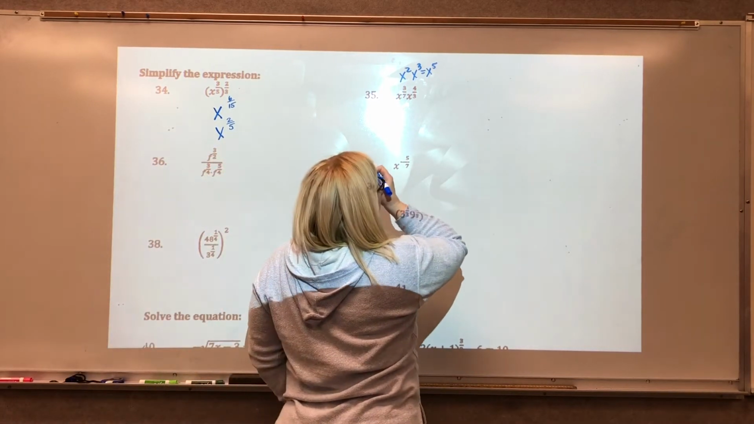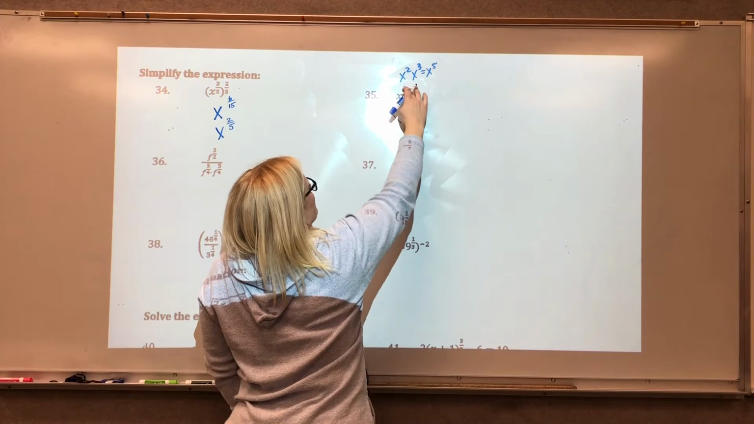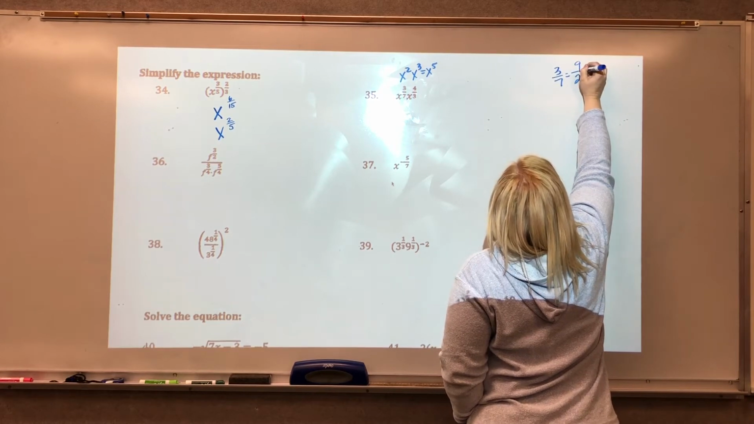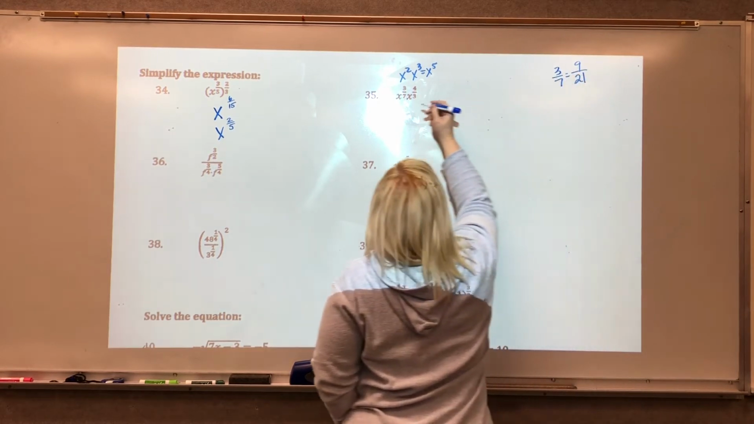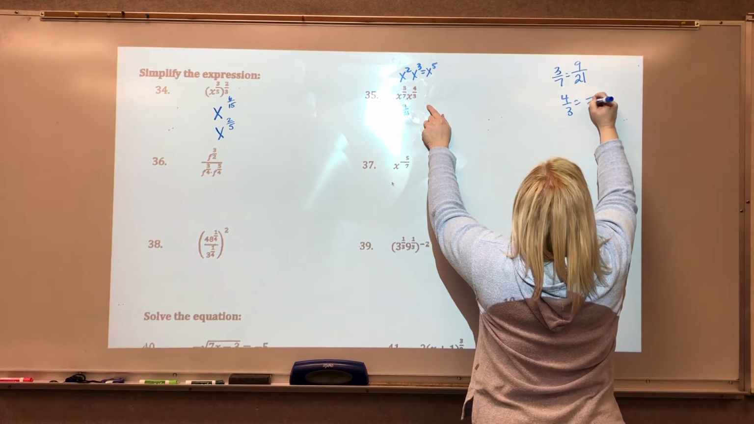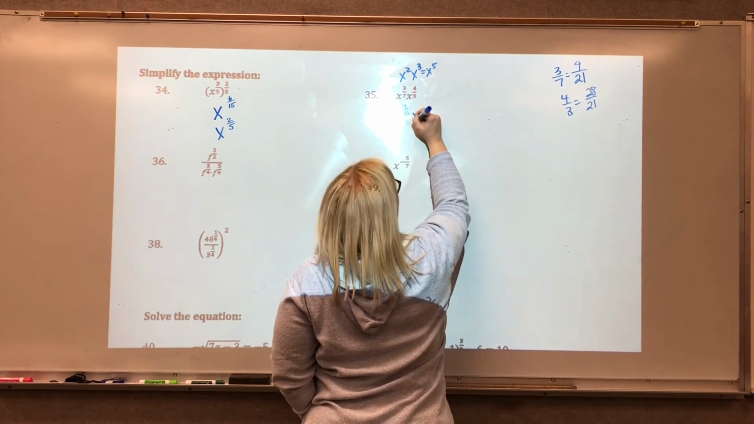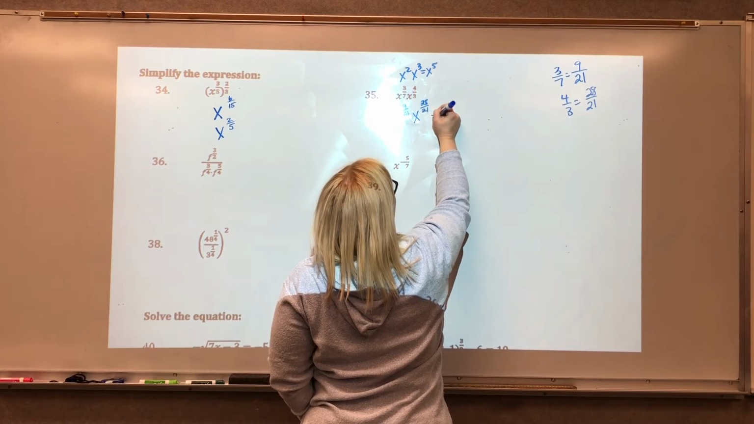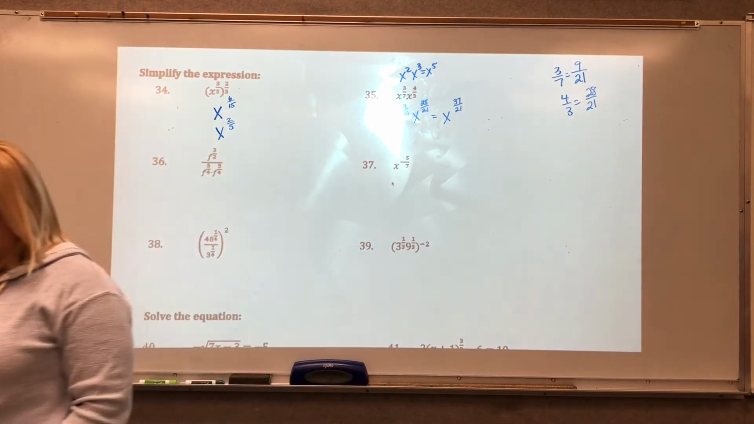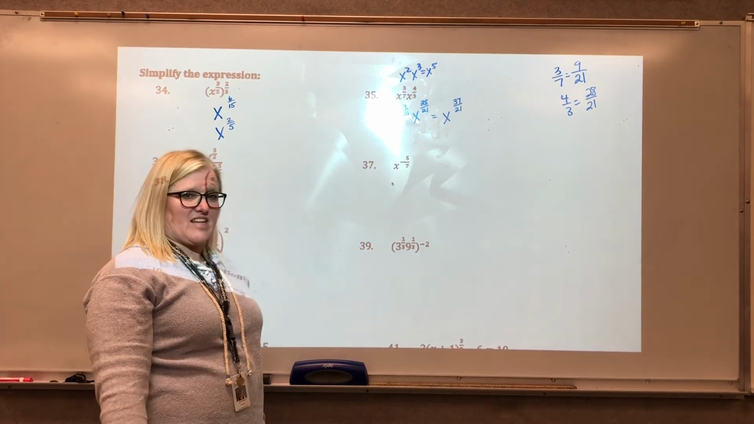Okay, so I need a common denominator. I'm going to make that be 21. So if I rewrite 3/7 with the common denominator of 21, it's going to be 9/21, right? Because I'm multiplying the top and the bottom by 3. So this is x to the 9/21. And then 4/3, and I make that 21 on the bottom. I multiply the top by 7. So I have x to the 28/21. And I get x to the 37/21. Let me just double check myself. Yep, that's it. Weird, I know, but that's the answer.